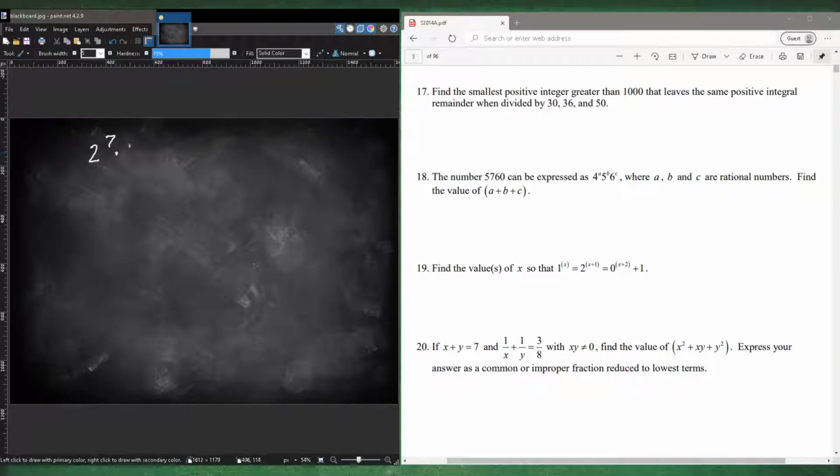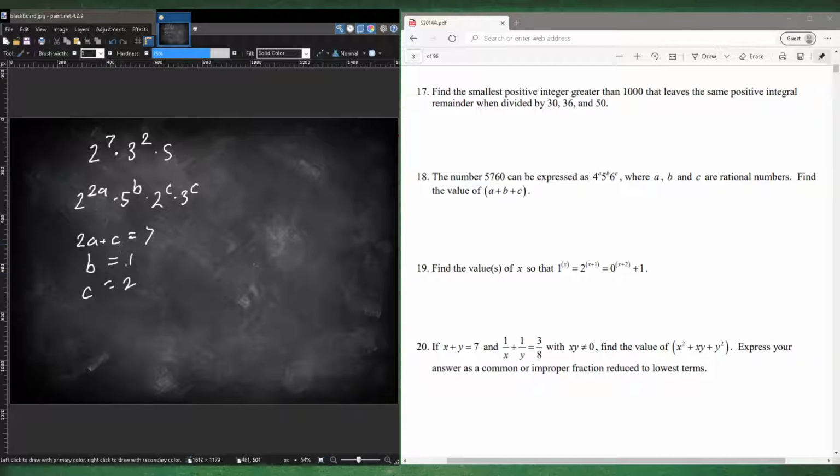So 5,760 is 2 to the power of 7 times 3 to the power of 2 times 5. Okay, so 4 is equal to 2 squared, so that's 2 to the power of 2a. 5 times 5 to the power of b. And 6 is 2 times 3, so it's 2 to the power of c times 3 to the power of c. So adding the 2's together, 2a plus c, those are 2, so it's equal to our 7. Our b is the 5, which is equal to 1, and our c is the 3, which is equal to 2. So now we just need to find a.